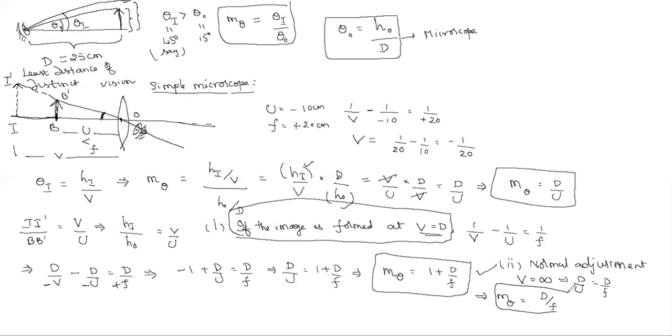I think you can easily remember the two formulae. In normal adjustment, I got just D by F. And in the least distance of distinct vision, I got D by F plus 1. Is it clear? This is all about the simple microscope. Only one lens is used. So can I go to the next page?